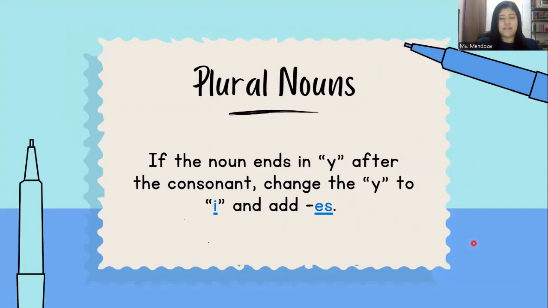If the noun ends with Y after the consonant, change the Y to I and add ES. Okay, we had a lot of information, so let's try to break it down. First, what is a consonant?